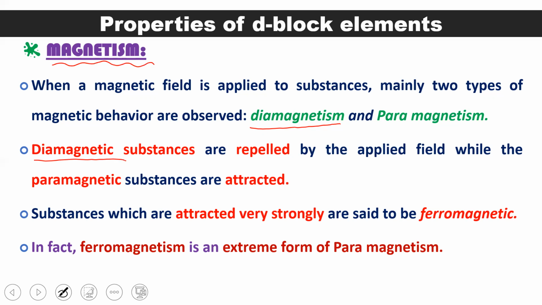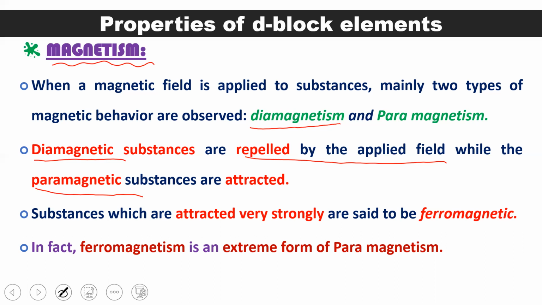Diamagnetism means the substances are repelled by the applied magnetic field. So when the substances are repelled by the applied field, that magnetic property is known as diamagnetism. And then what is meant by paramagnetism? When the substances are attracted by the applied field, that magnetic property is known as paramagnetism.